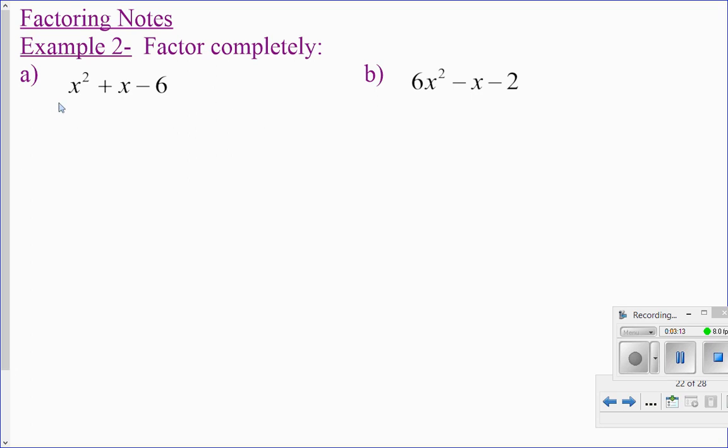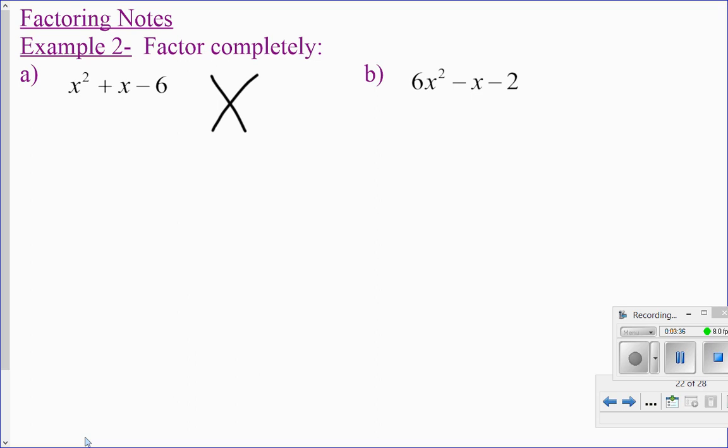So I do not notice a greatest common factor. There is no greatest common factor between those 3 terms. So the step 1 is complete. Step 2, I'm noticing that this is a trinomial rather than a binomial. So I know that when there's a trinomial, I'm going to use what we call the diamond technique.